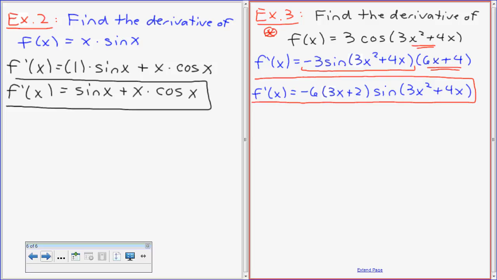Then what I did was I factored this by 2 because both of them are divisible by 2. Right, so the 2 comes out, now up to 6. 2x plus 2 then times the leftover part for the sine.